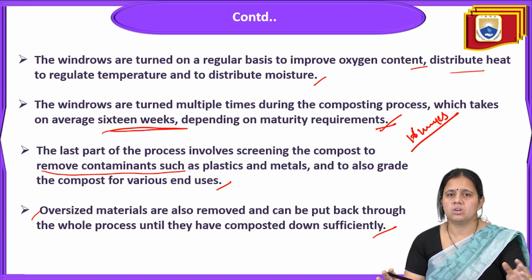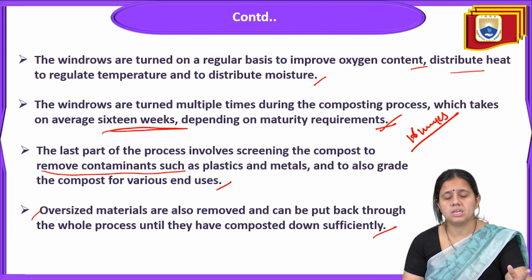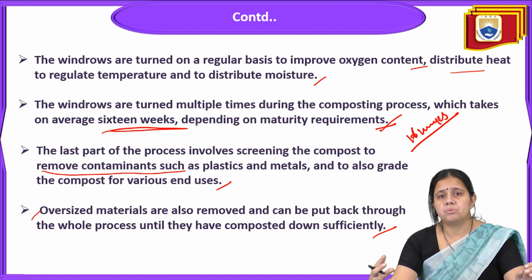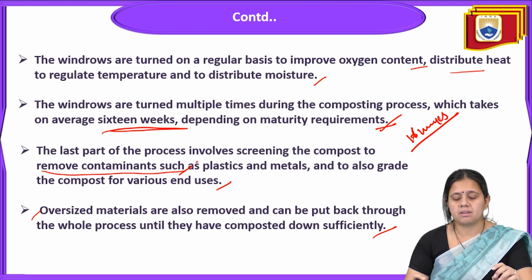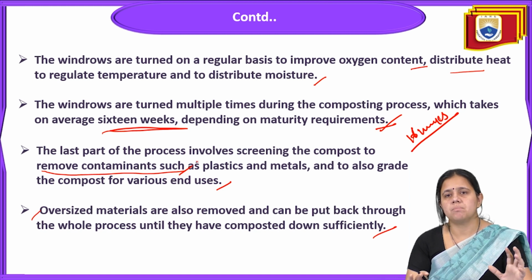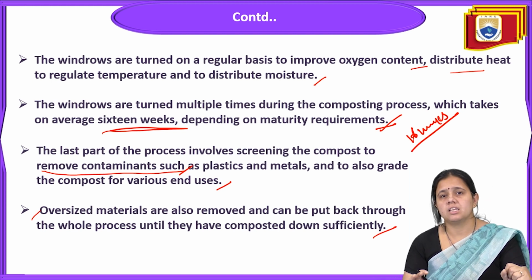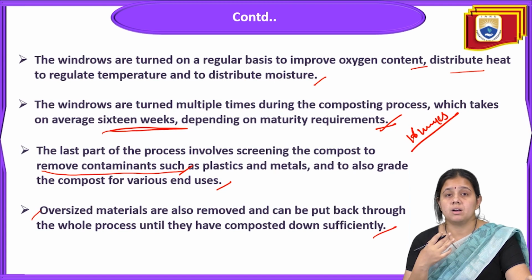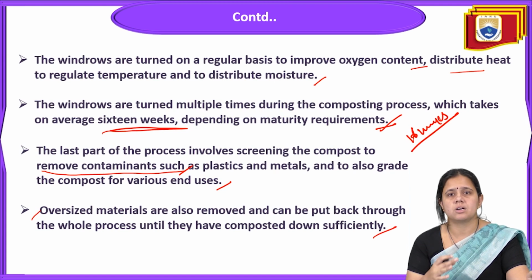Windrow composting is nothing but composting that involves turning the waste for up to 16 weeks, so that the moisture will not accumulate at one place and the temperature is regulated. This process basically involves screening the compost to remove contaminants like plastic and metal. So the compost will be screened, as plastic or other contaminants will be there inside the compost.